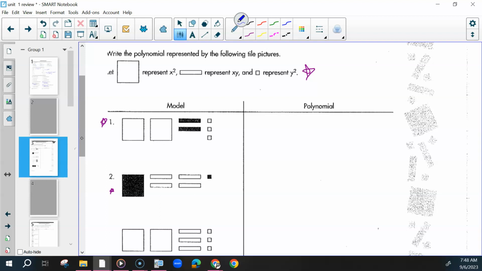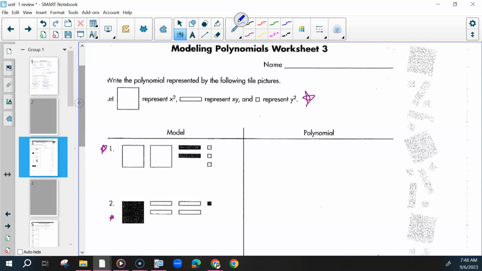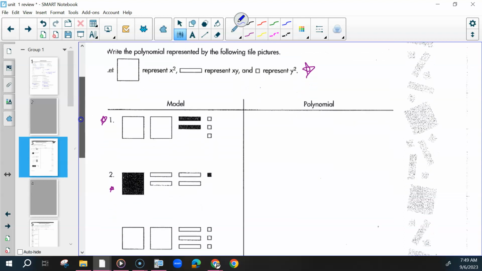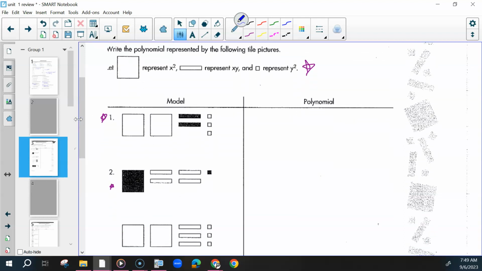Right. Any of these we want to briefly go over? Number 1. This one is a little different than what we did before because it has a different key. Whatever it says, if you're given a key, use it. Here, the big square is x squared like before, but the rectangle is xy, and the small square is y squared. Anytime it's shaded, that's your negative. So in this first one, how many x squares do we have? 2. How many xy's? 2, and they're negative. And how many y squares?